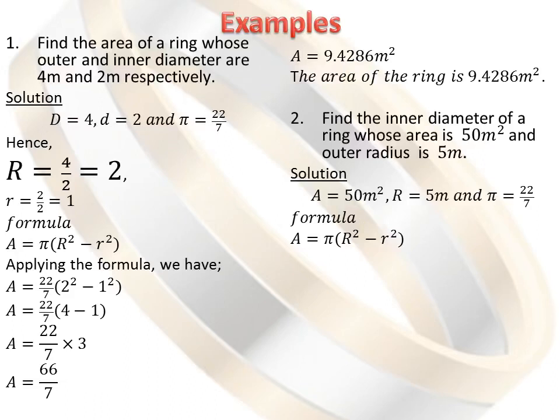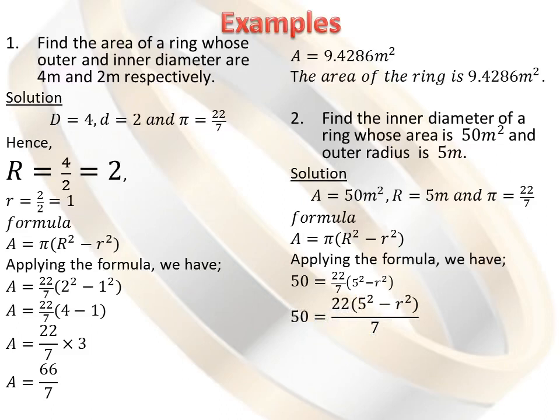So applying the formula, we have 50 is equal to 22/7 into bracket 5 squared minus smaller r squared. Of course, before we can get the inner diameter, we need to get the inner radius first. So 50 is equal to 22 into bracket 5 squared minus r squared over 7.